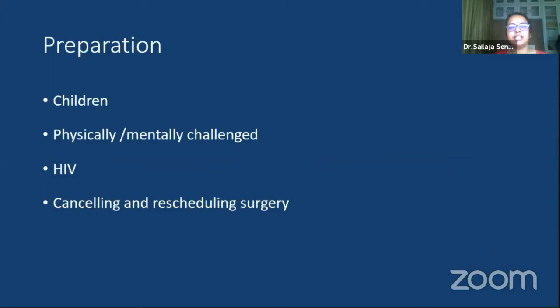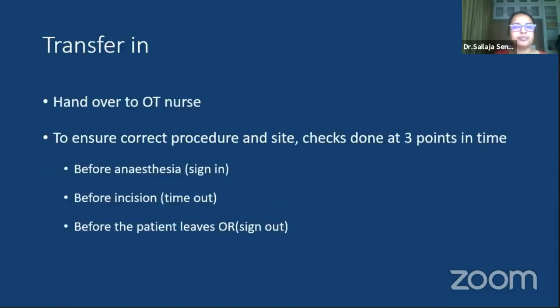For children and physically and mentally challenged patients, sometimes it becomes difficult. So allowing the attendant or the mother to accompany the child or patient to the recovery area may calm the child. For HIV or hepatitis B positive patients, proper precautions for the personnel, for instruments, and for segregation and disposal of waste are important. Sometimes we end up cancelling or rescheduling a surgery. Here, you need to stop for a moment, talk to the patient, and counsel them, and that would make it easier.